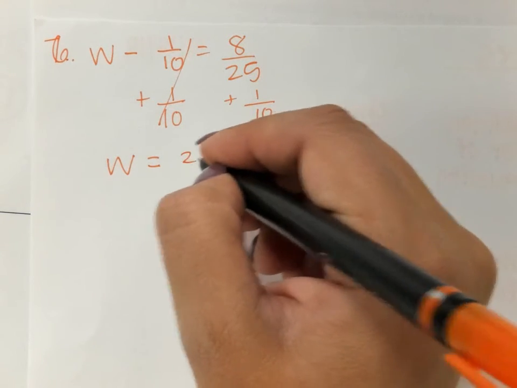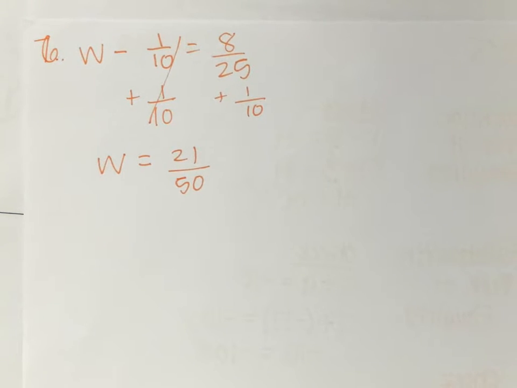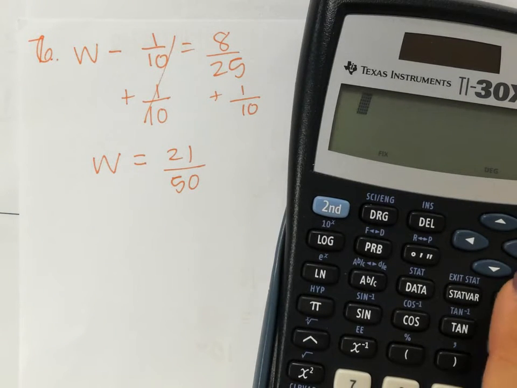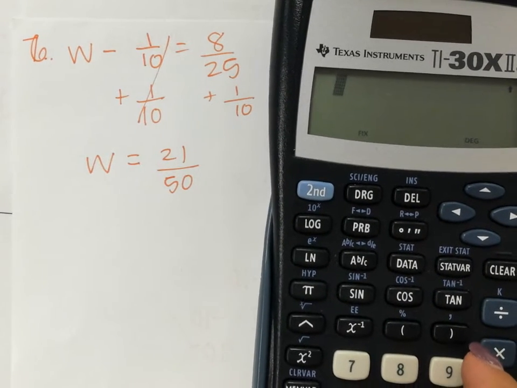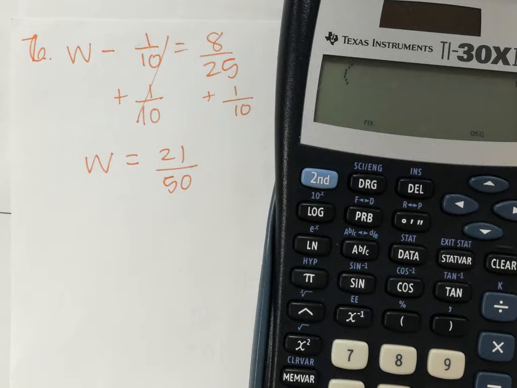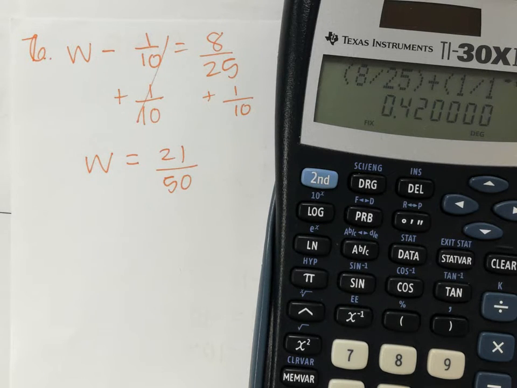Over 50? Okay. So we can plug this in our calculator or we can do it longhand. Either way, you still need to know how to add and subtract fractions without calculators. But if I wanted to plug it into my calculator, you can either use your fraction button or you can just use parentheses. What does 8/25 really mean? 8 divided by 25. So if I put 8 divided by 25 in parentheses, and then I'm adding 1/10, right? So then I'm going to put 1 divided by 10 in parentheses. Hit my equal button. 42.